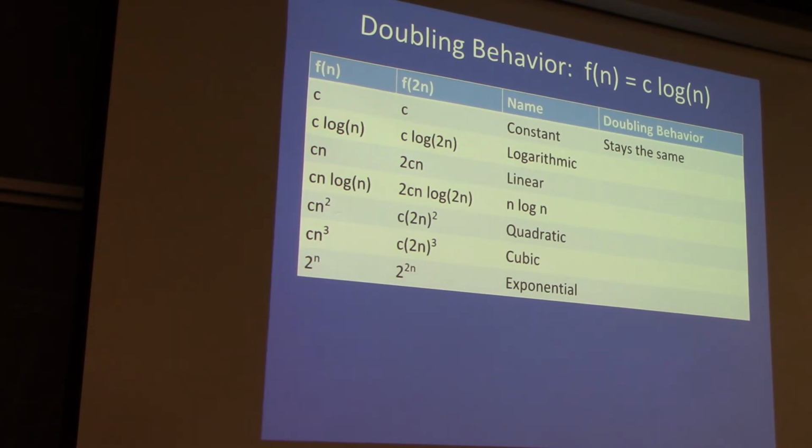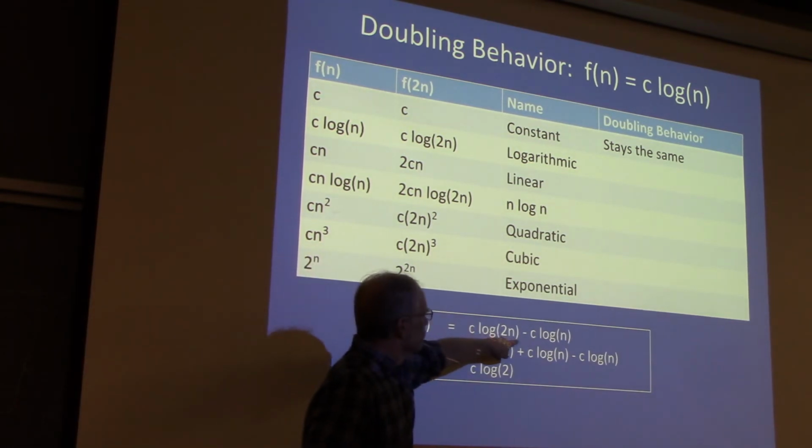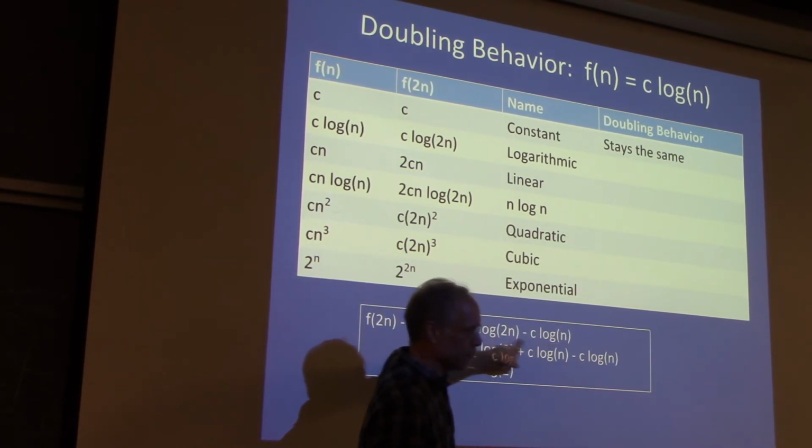Don't you add log 2? So it's c log n plus log of 2. Okay, so he's saying you add something. So yes, you add a constant. It increases by a constant each time you double the input. So we can see that here. What I'm doing is subtracting the running time for n from the running time for 2n.